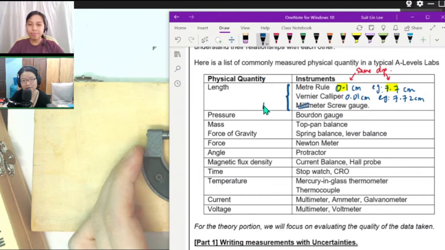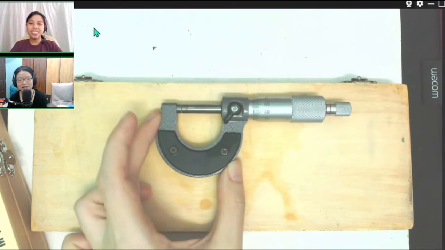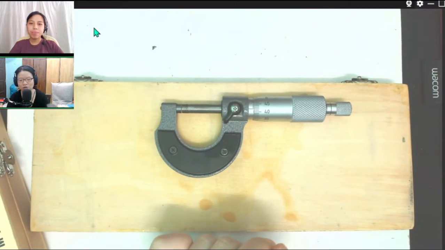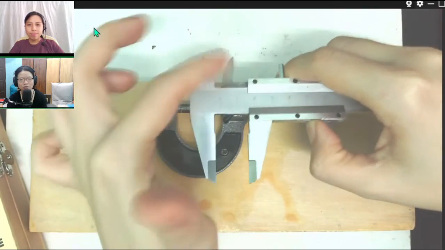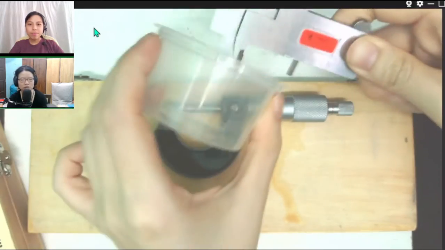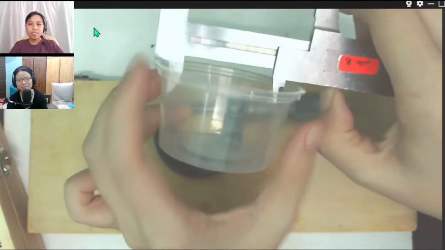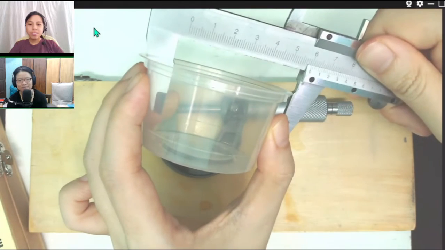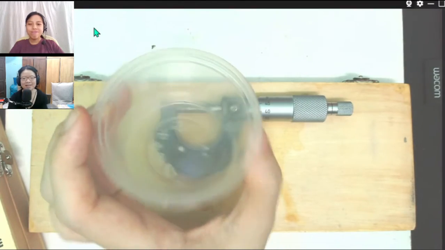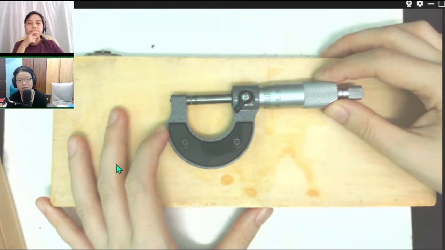Sorry, typo. Micrometer screw gauge, so MSG. It looks like this. Oh, by the way, this is the inner jaw, outer jaw. This inner jaw is used to measure the inside width, like this. Inside, this is to measure inside. This is to measure outside. Okay, so this is the micrometer.